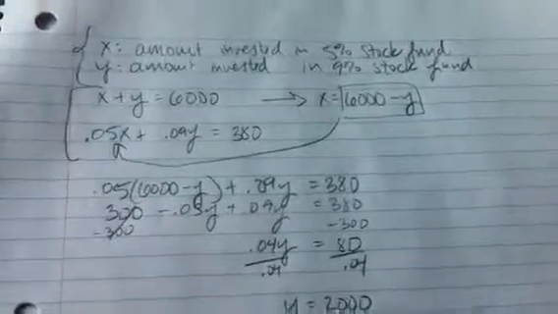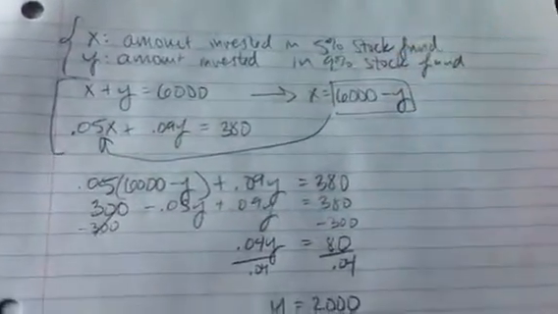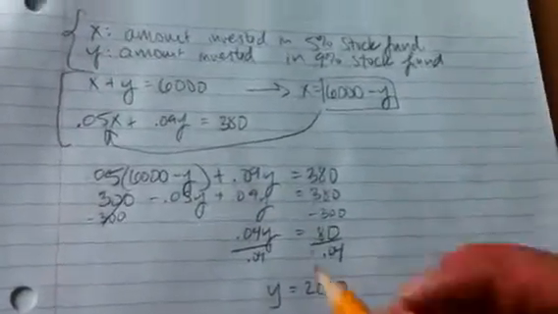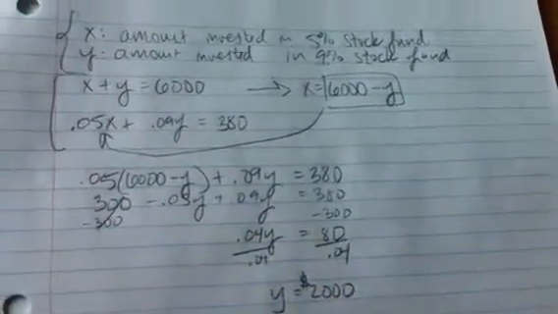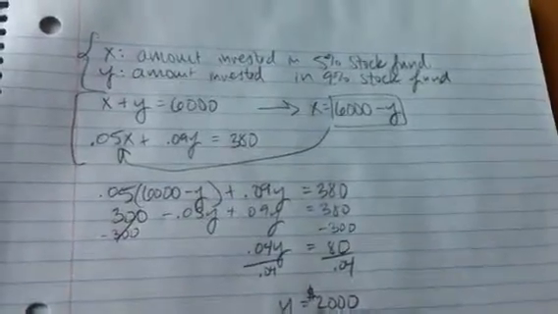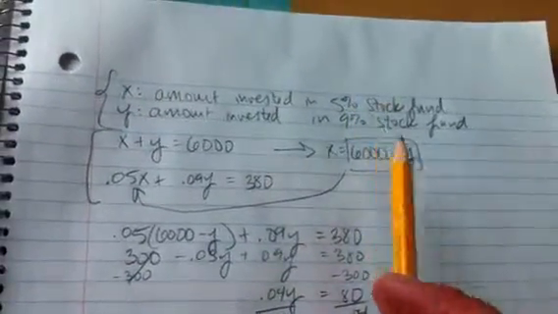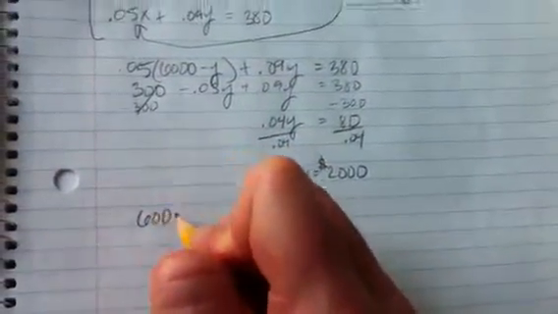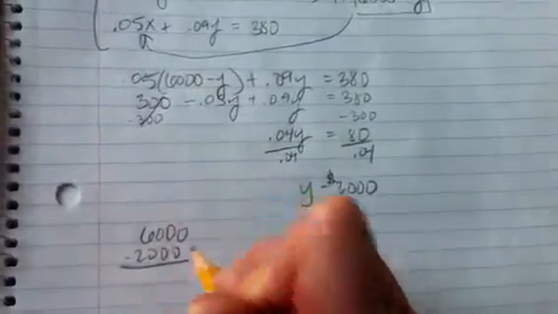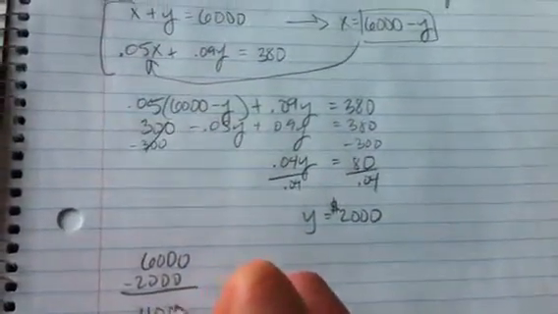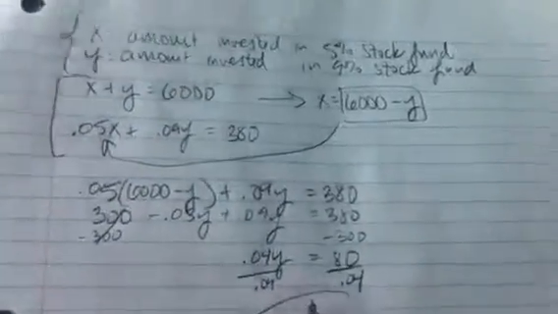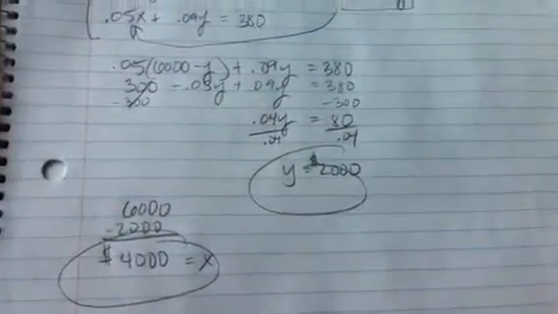So what does that tell me? Well, let's look back up here. What is Y? It's the amount invested in the 9% stock fund. So at that point, if he invested a total of $6,000, and I know he invested $2,000 in the 9% fund, how much did he invest in the 5% fund? Well, 6,000 minus 2,000 equals 4,000. So that's going to equal X. So there are your answers.